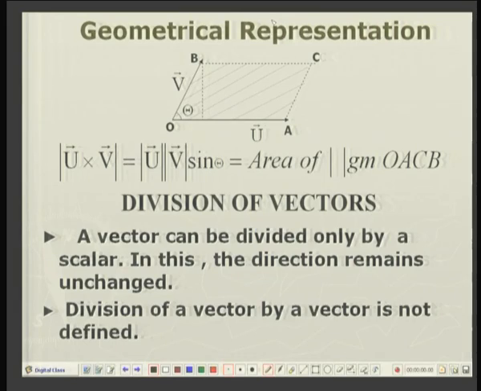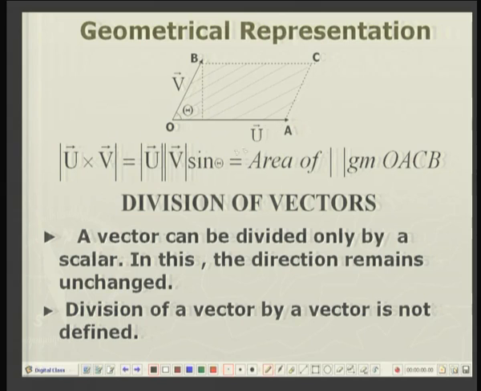Let us now look at the geometrical representation of the operation of cross product. Here is vector u and this is vector v. So, we have already seen it is the magnitude of u times the magnitude of v times the sine of the angle between the two vectors. So, here is angle theta. So, you can see that this magnitude times the sine of this angle: v times sine of this angle is this vertical altitude.